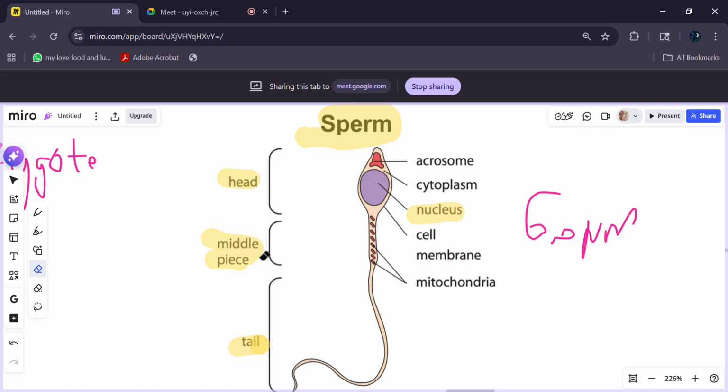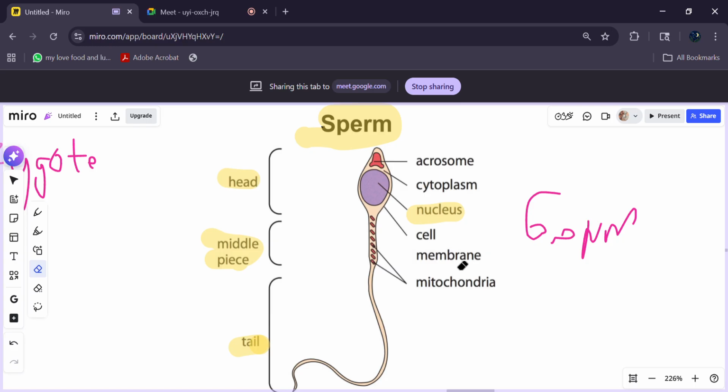Now let's talk about the middle piece. The middle piece contains numerous mitochondria. The mitochondria, if you haven't known yet from the cells we've learned, provide energy for cells. So in this case, it provides energy for the sperm to swim towards the egg.